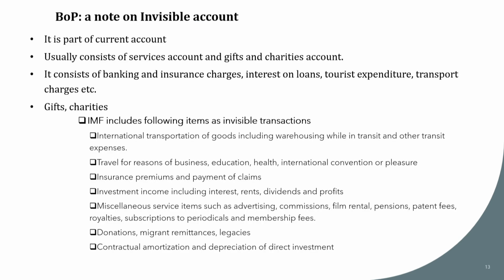In the previous slide, I just mentioned the invisible account. So let us have a quick discussion on what is meant by invisible account. It is a part of the current account, usually consisting of the service account and gifts and charities accounts. So it consists of banking and insurance charges, restaurants as a main component, tourist expenditure and transport charges. In addition, gifts and charities.